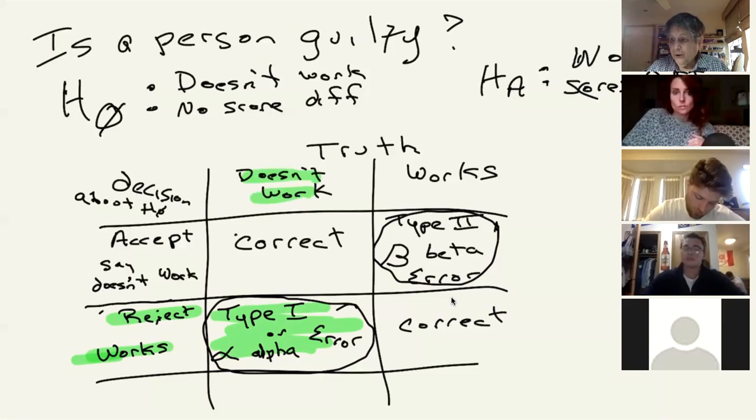Alpha error is when we reject the null hypothesis. The null hypothesis says nothing's going on, and we say there is a significant difference between the control group and the group that got the therapy. The scores are different, significantly different. We ran it through our little mathematical formula, and we find that there is a significant difference. When we do that and we're wrong, it's called a type 1 error.